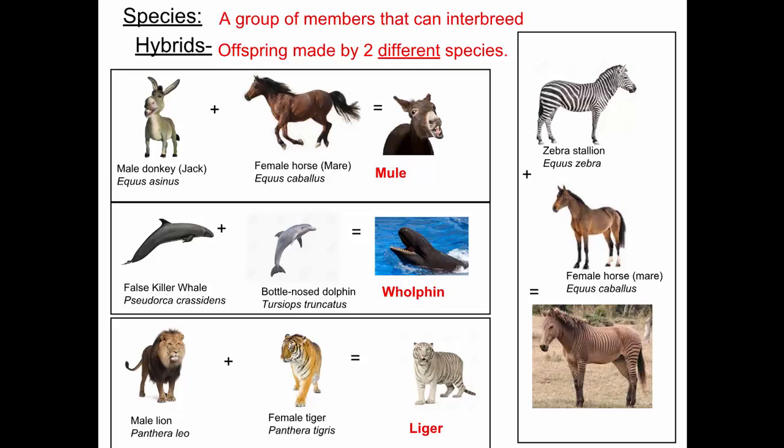Like in South Carolina, they had a place you could go to, and they had a liger that you could take a picture with and all this stuff. But it's huge. It's really, really large. A zebra and a horse form a zorse.